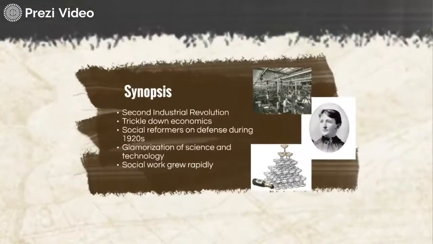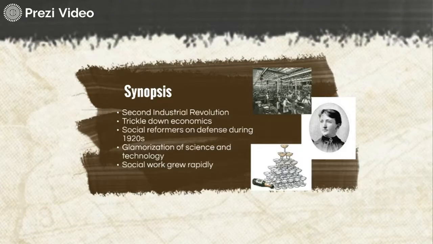So, a synopsis of conservatism: the second industrial revolution was happening. So, cities were growing, factories were expanding, and policies with that were taking place. Trickle down economics was the thought that if the wealthy and the affluent were succeeding, then everyone else in society would as well. Social reformers and the rise of social work grew rapidly during this time. There was a lot happening with factories and children and women and people of color. So there was a lot of social reform going on at this time. And then the glamorization of science and technology were taking off with industrialization.